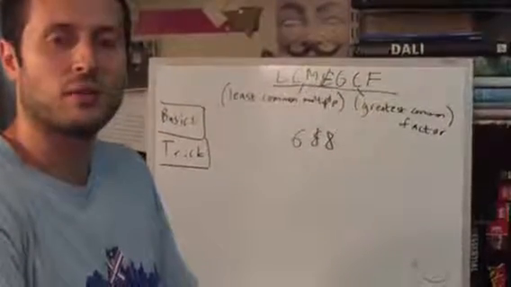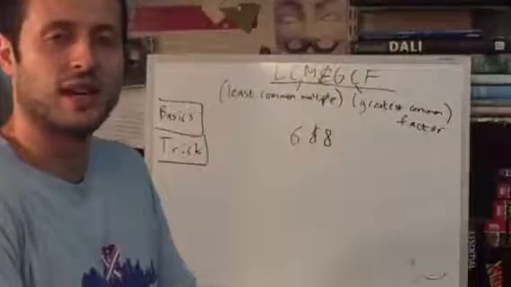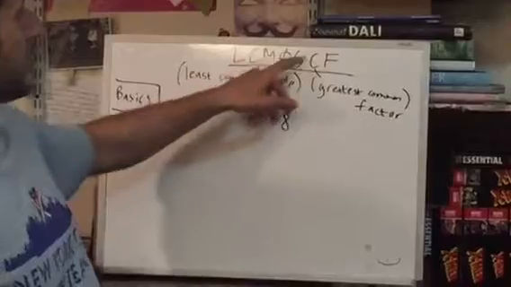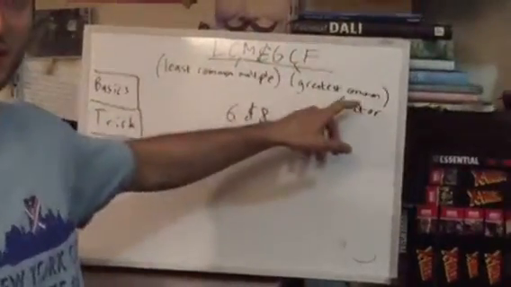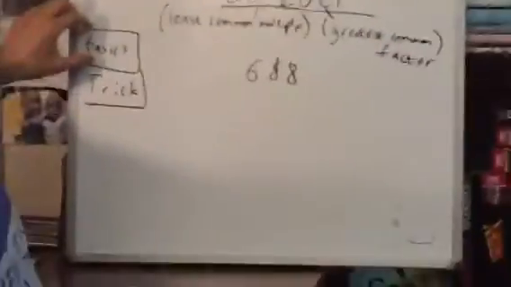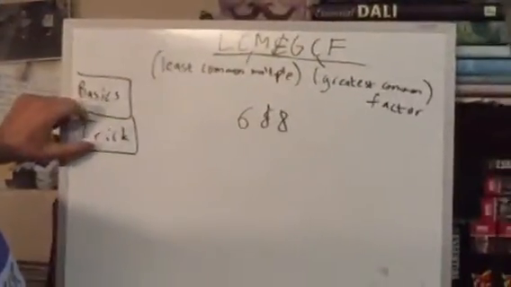In this video, I want to talk about LCM and GCF and how to calculate them efficiently. LCM stands for least common multiple, GCF stands for greatest common factor. I want to get two things across today: the basic method of how to find these two, and a little bit of a trick.